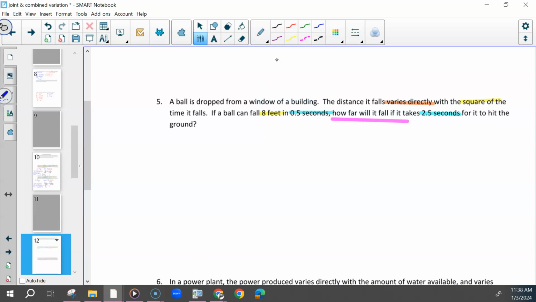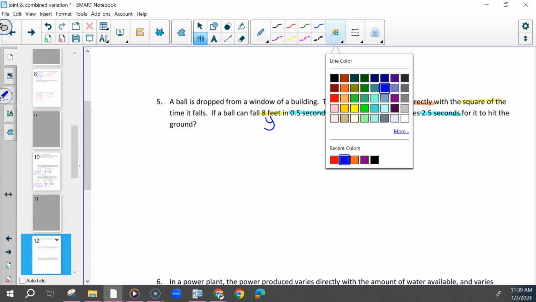Right. So in this, we only have 2 things happening. Whatever comes before the words "varies directly" and whatever comes after. You can use just 2 variables, call them y and x, whatever you want. Whatever comes before is going to be your y, the distance. So 8 feet would be your y. And then whatever comes after would be your x.